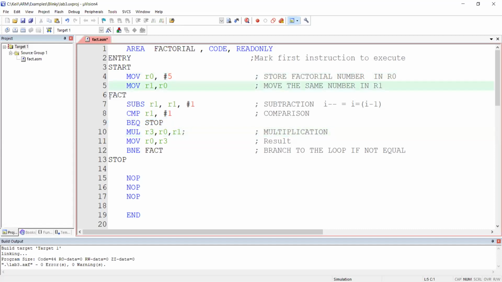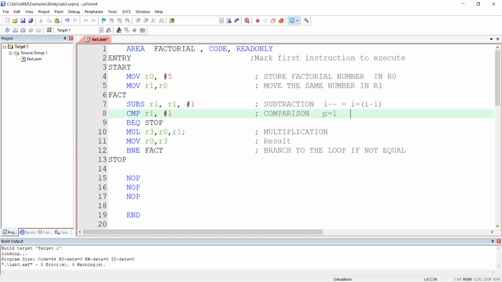The 4th, 5th, 6th is a loop name. The 7th and 8th lines, there is a comparison. At the 9th line, there is a decision: should it go to the 15th line or should it continue at the 10th line? So the 9th line's result depends on the 8th line's result. The 8th line is the comparison of R1 with 1. If the comparison is a success, what is the definite result? If both are equal, I will get CPSR Z equal to 1.